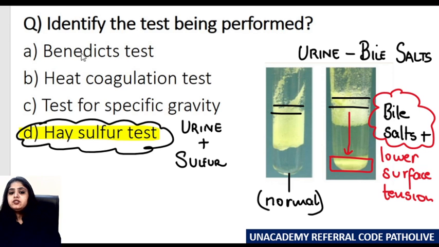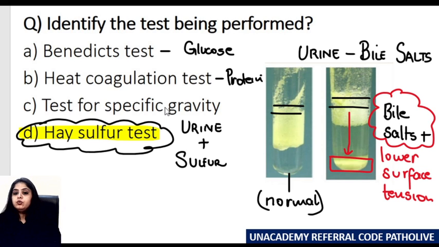What were the others mentioned? Benedict's. I think everyone knows Benedict's test is done for glucose. Heat coagulation test is done for protein. And then the third one is anyway mentioned for specific gravity. So over here for bile salts, we are dealing with the Hay's sulfur test. Done with this question as well. Let's move on to the next one.